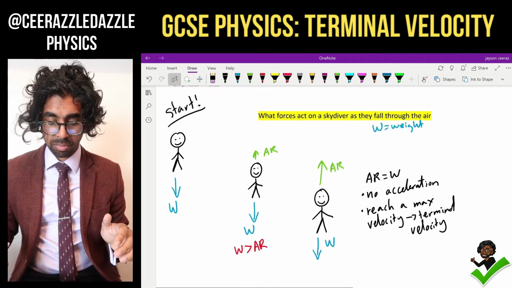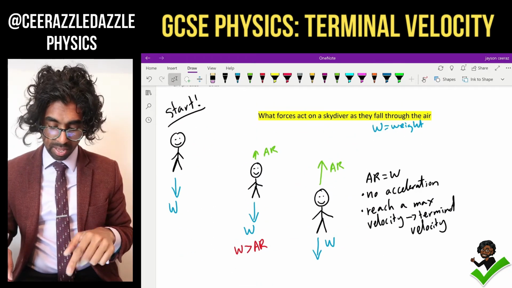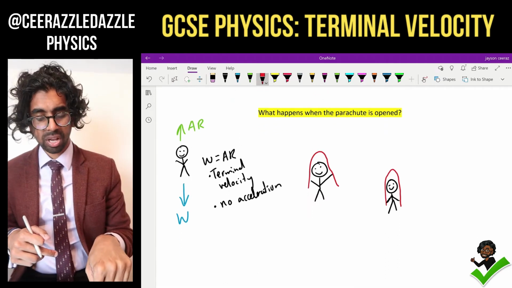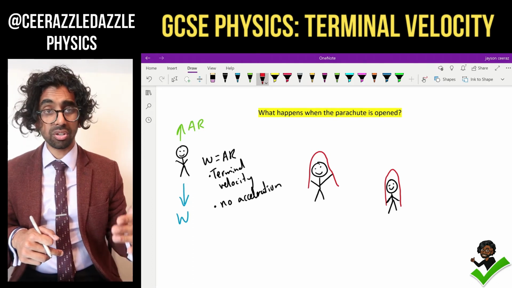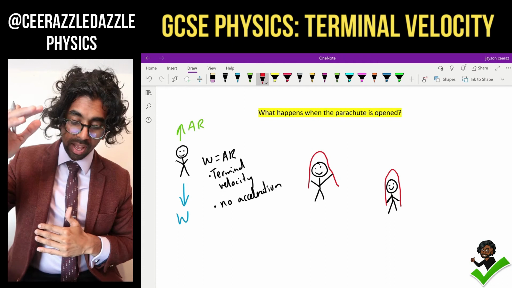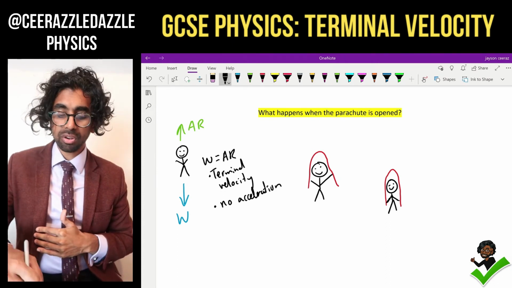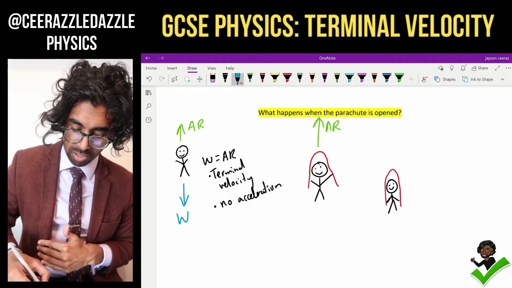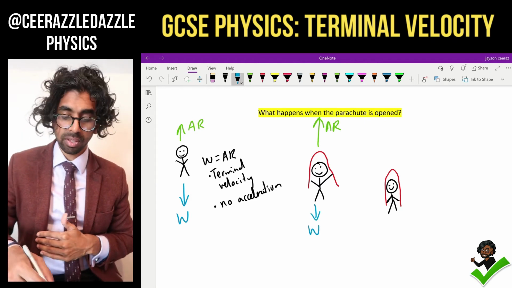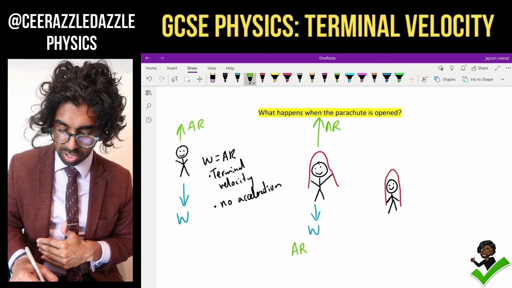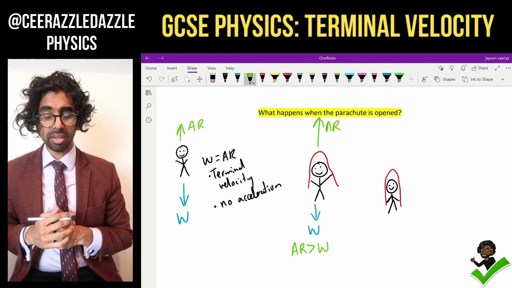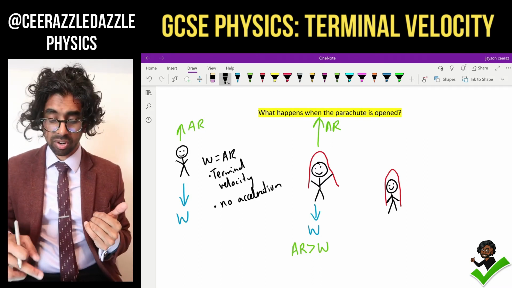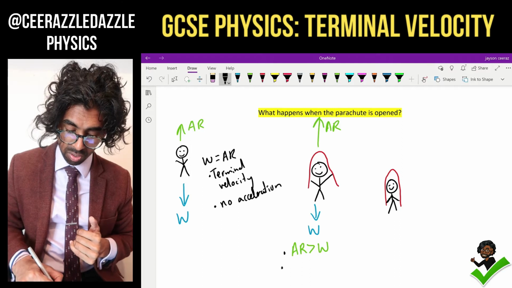So those three steps still apply, but now what happens is when I open the parachute, so initially notice we still have the air resistance balancing out the weight, there's no acceleration and we're moving at a terminal velocity. But now, as we fall down and we open up a parachute, what happens is the air resistance increases dramatically. So look, we can clearly see, which one is bigger? The air resistance is much greater than the weight. So what does that mean? It means that the object will start to decelerate.